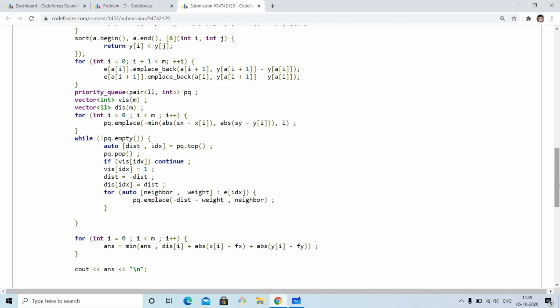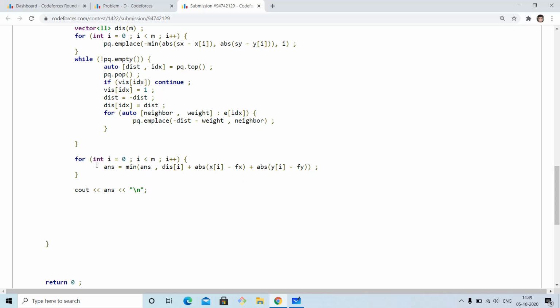And after that, the answer will be the minimum of whatever answer we initialized first and, for each index i, the shortest distance we have computed plus its Manhattan distance from the destination. Whatever the answer is, we will output that answer in the output.